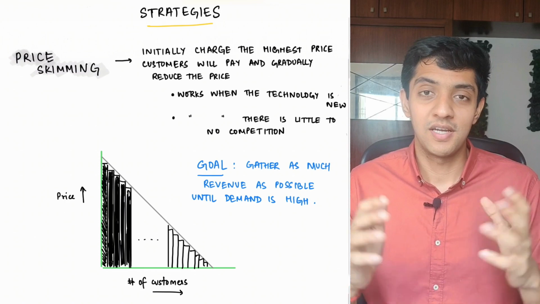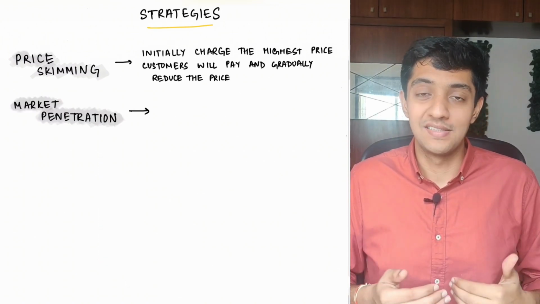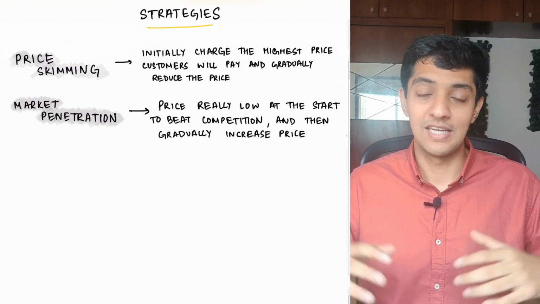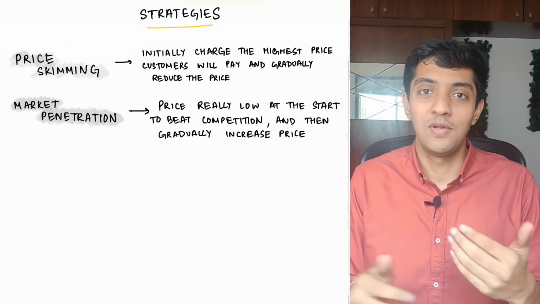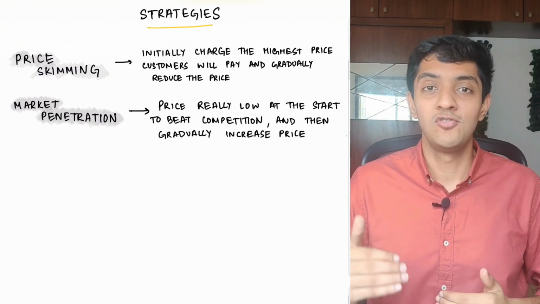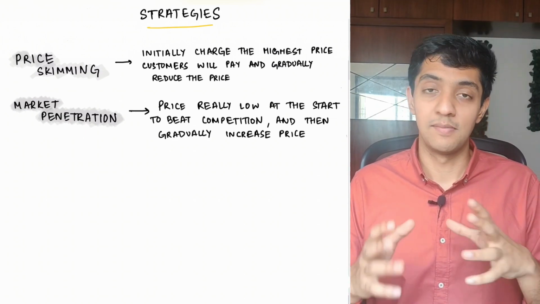Next strategy is market penetration strategy. This is the opposite of price skimming. What you do here is you price really low so that you enter that market and you get as much market share as possible, as many customers to buy your product. And once they're used to it, once they've become maybe loyal to some extent, then you increase your prices gradually. An example of this is Jio, and another example of this is Amazon Prime.